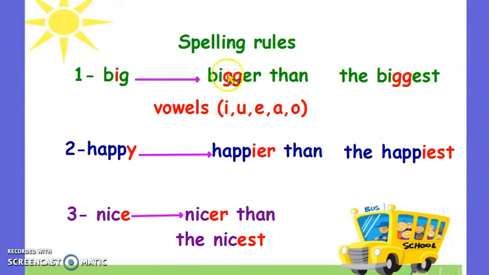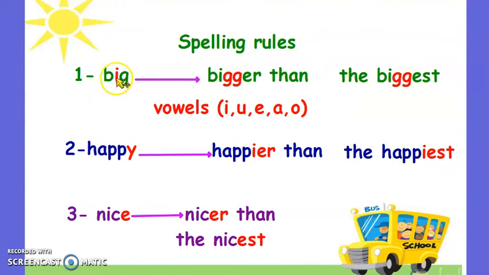Look here we have double G when we add ER and EST. So what is the rule? إيش القاعدة هون؟ If we have a vowel before the last letter, we double the last letter when we add ER or EST. إذا كان في عنا أحد أحرف العلة قبل الحرف الأخير بنضاعف الحرف الأخير when we add ER or EST.